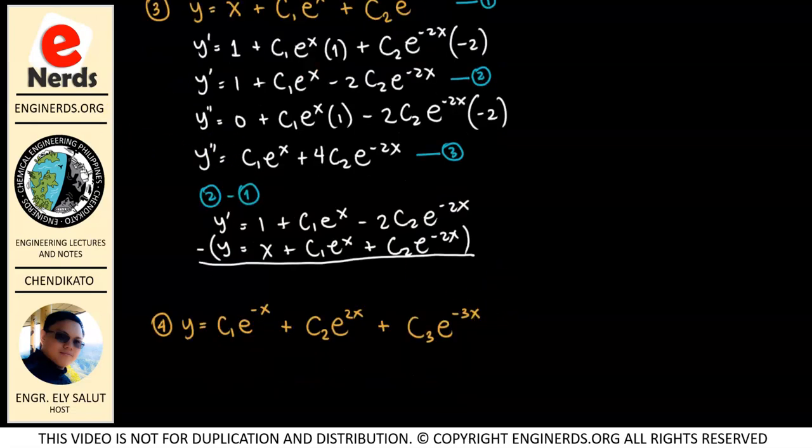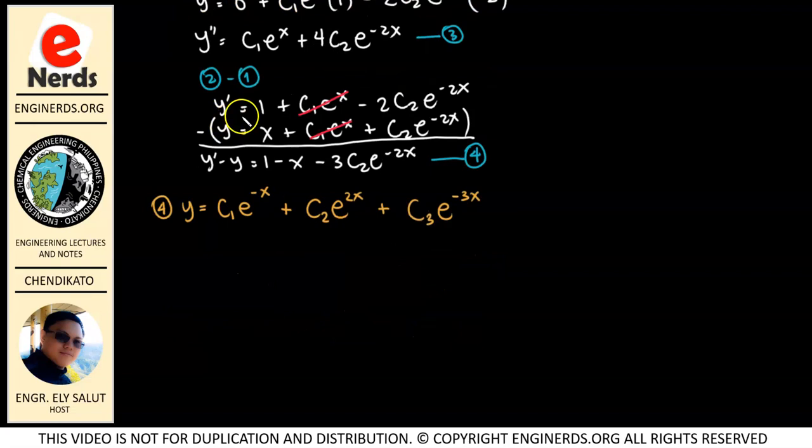Okay, so now y prime minus y, we have y prime minus y, and this is equal to 1, then minus x. Okay, so if we subtract c1 e to the x plus c1 e to the x, we're going to subtract that, so this will be cancelled out. So we will have negative 2 c2 e to the negative 2x minus c2 e to the negative 2x, so this is minus 3 c2 e to the negative 2x. Okay, so now let us name this as equation number 4.